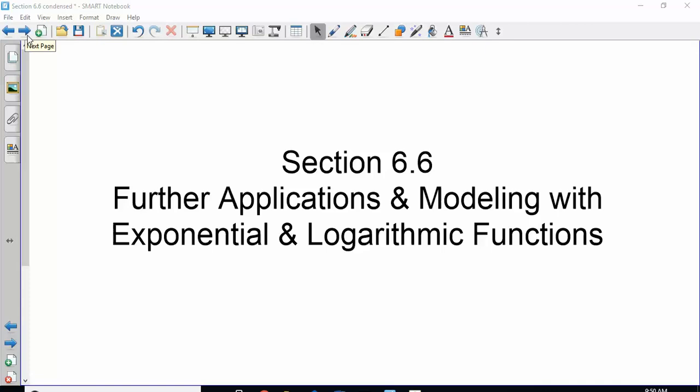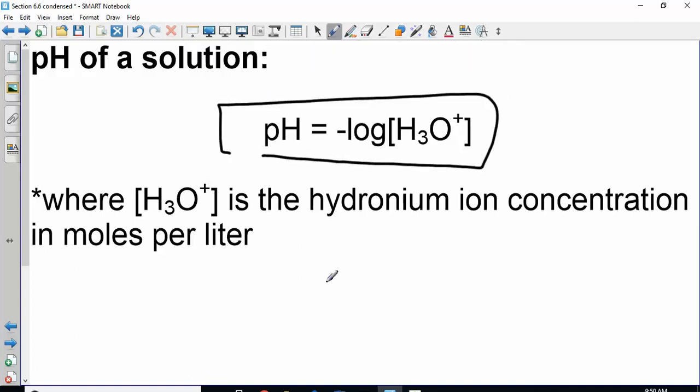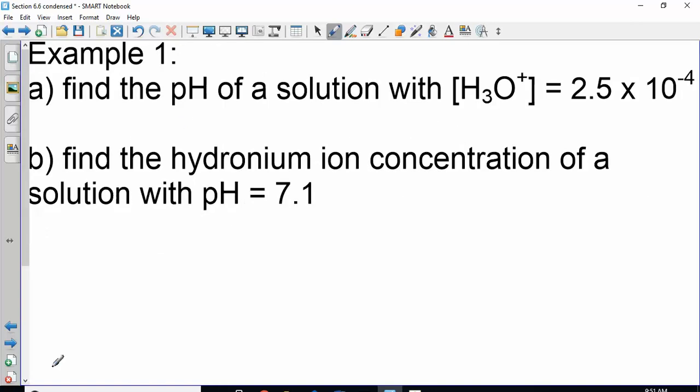Problem I'm going to talk about. pH calculations, from your science classes, actually have to do with a log. pH is found by doing a negative log of the hydronium ion concentration, or H3O+. So we will use this formula to calculate some pH values. So pH, you're looking for like the acidity or alkalinity of a solution.